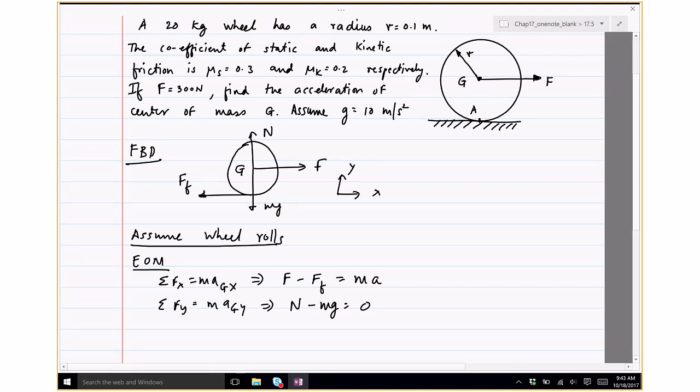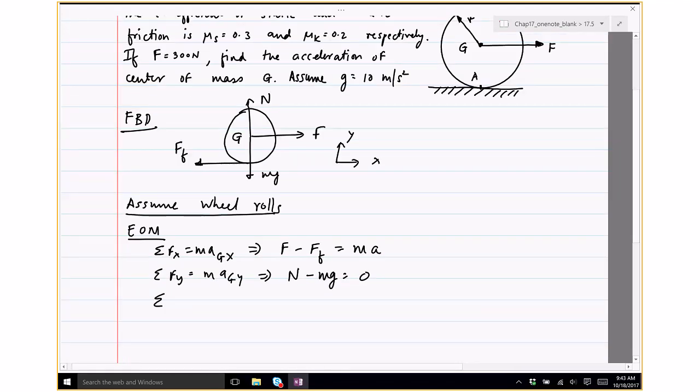And then the final equation is moment. You can take moment about any point you like. You can take moment about G, you can take moment about the contact point. You can take moment about any other point. But what makes sense here is either G or the point of contact. I'm going to just take it about G because that's the simplest thing. I need to solve for Ff, so I'm going to take it about G.